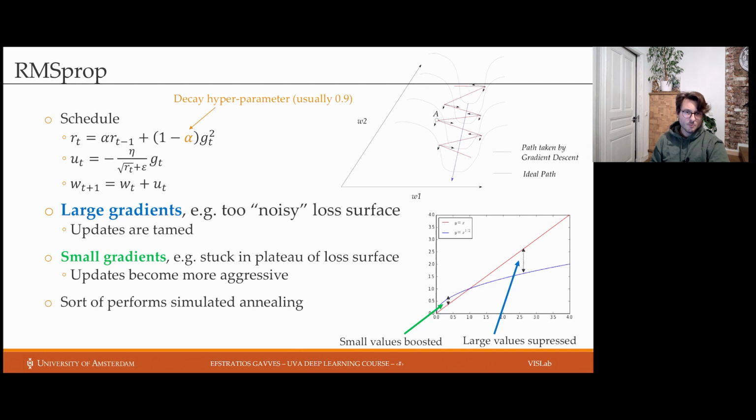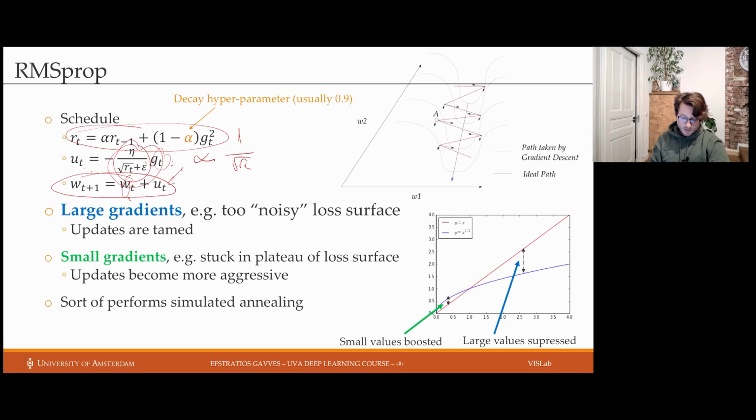RMS-prop is another algorithm that helps a lot with the pathologies in our optimizations. Again, the update rule is similar to SGD. Given our current parameter vector, we update with the vector u. Now in this case, however, the vector u is basically the gradient itself, so it's exactly the same gradient, but rescaled per dimension. And what do the rescaling factors look like? They're approximately equal to the inverse square root of the gradient's history.